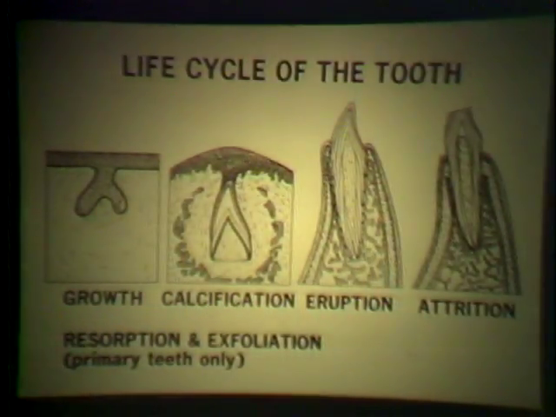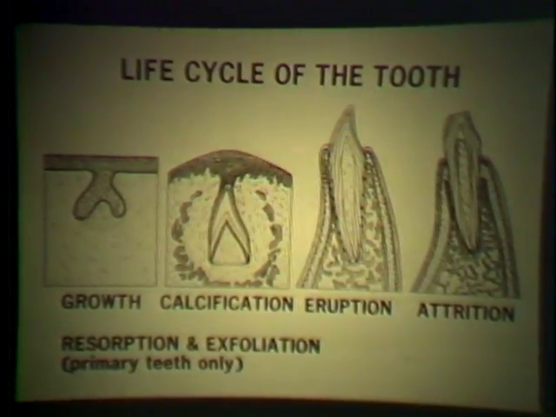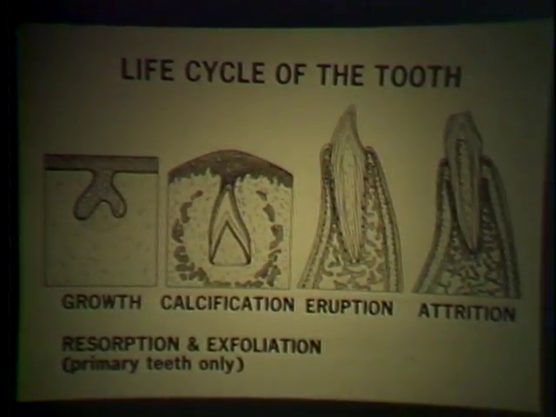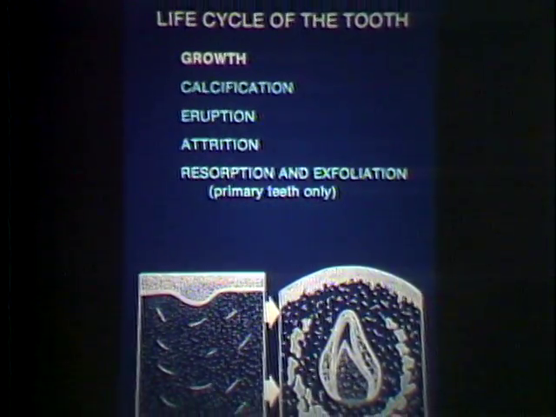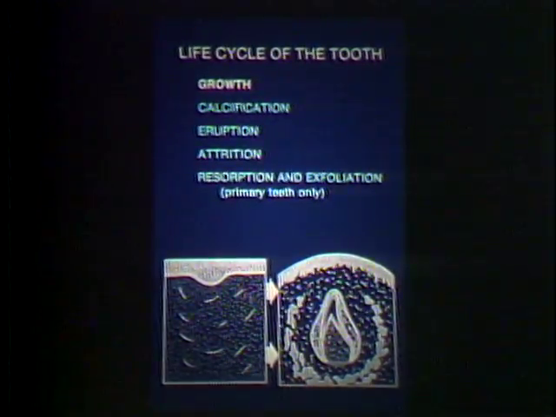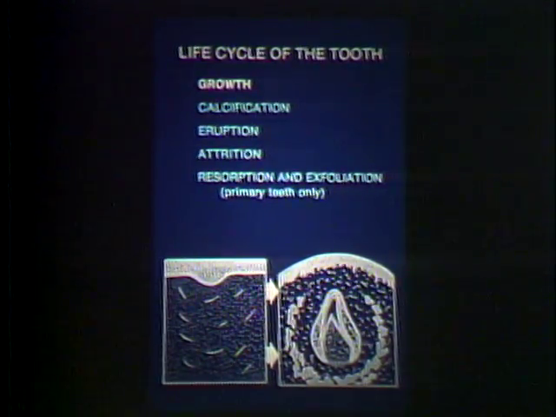The life cycle of a tooth can be divided into 4 stages for permanent teeth and 5 for primary teeth. These are growth, calcification, eruption, and attrition, as diagrammed in this slide. For the primary teeth, there is also a stage of resorption and exfoliation not pictured here. The first stage is that of growth, a time during which the tooth develops from a shapeless mass of cells into the appropriate anatomical form.